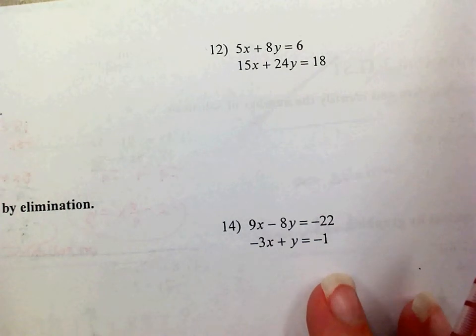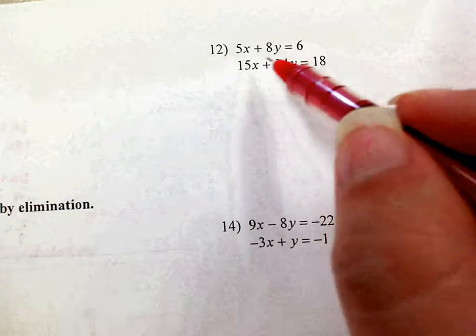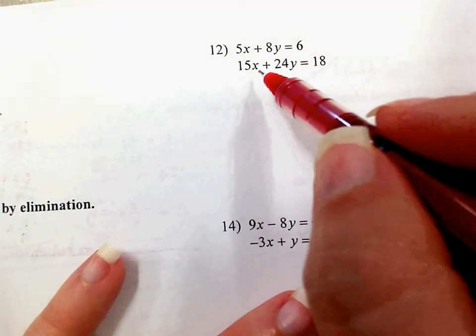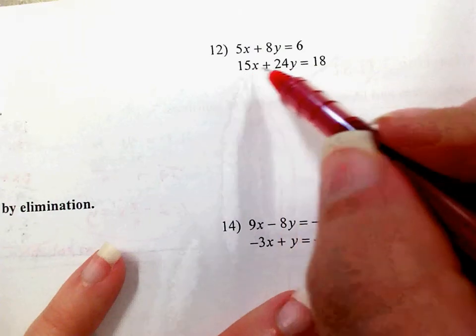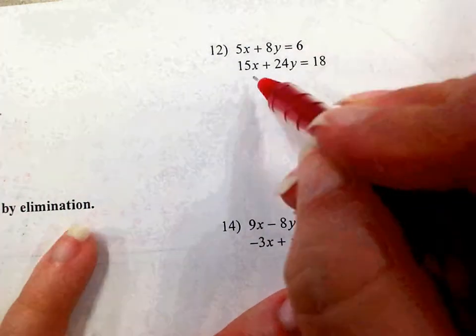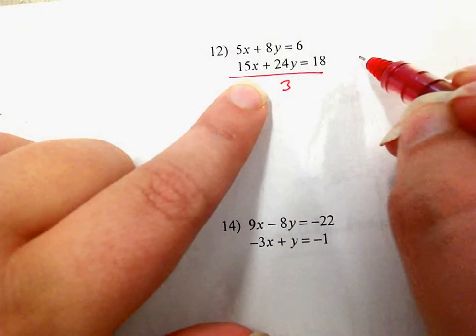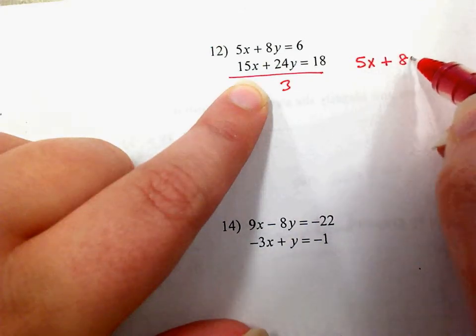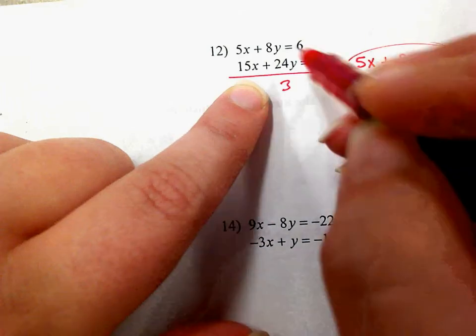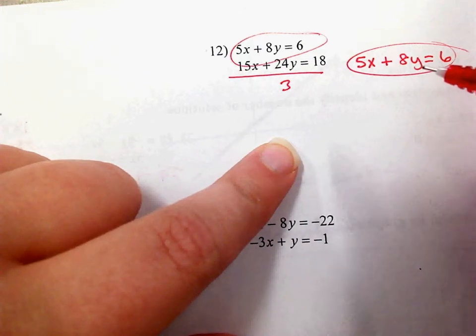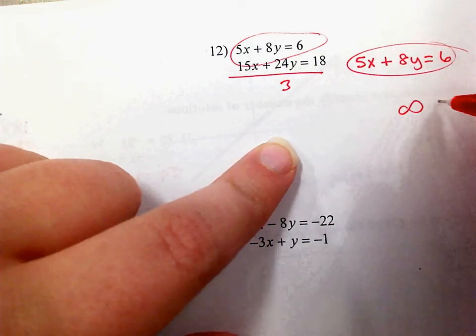But what do I notice? What goes into both 15 and into all three? 15, 24, and 18. So if I divide this whole equation by 3, what am I left with? What do you notice about this and this? They're exactly the same. So do I need to solve it, or do I already know the answer? Infinite solutions. Okay.